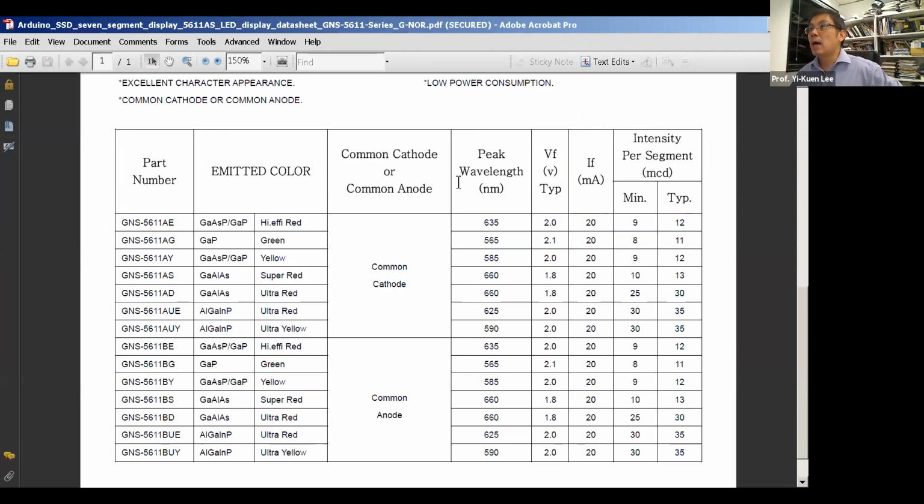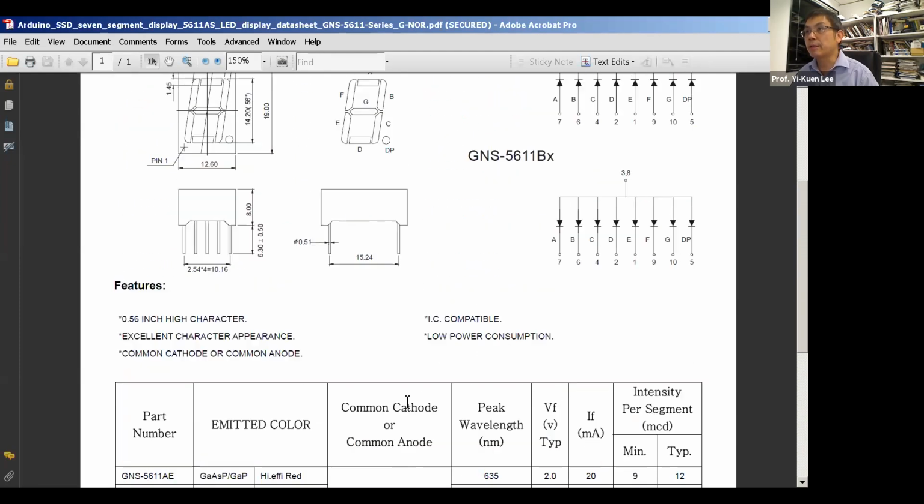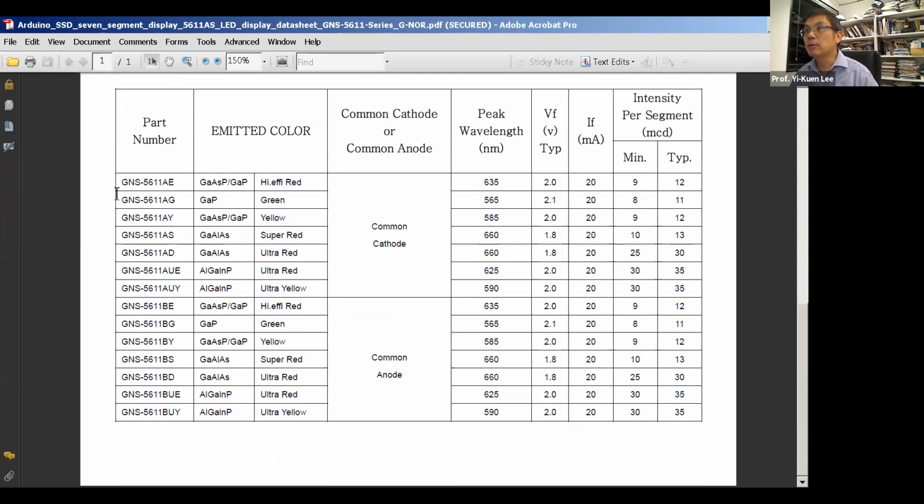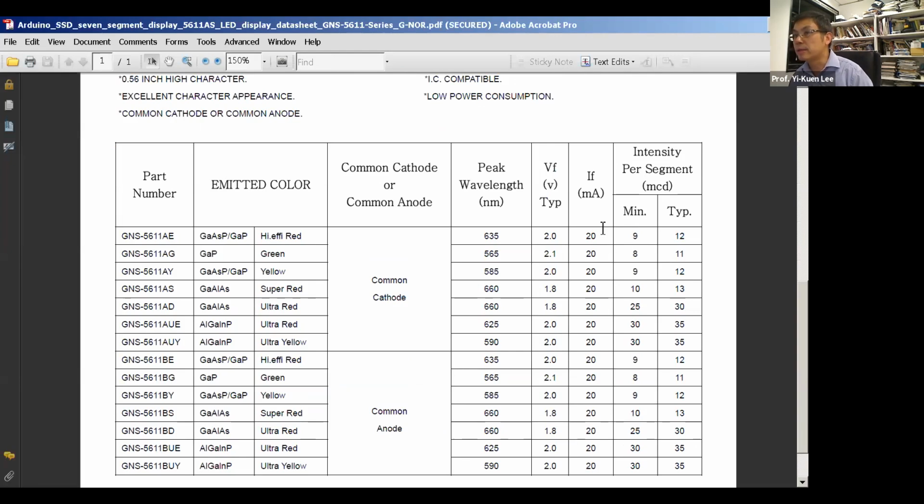Hello, can you see our new Arduino 7-segment display data sheet? Can you see this data sheet? Basically, for a typical data sheet, they show you all the specifications, and they also show this common cathode. Then they tell you the typical current, you see, 20 milliamp, and the typical intensity per segment in MCD, a light intensity unit, from 9 to 12 MCD. So if you use 20 milliamp, that is your typical output intensity. They show you the typical VF, the forward voltage. The typical current is 20 and the voltage is about 2 or so. It really depends on the kind of LED.